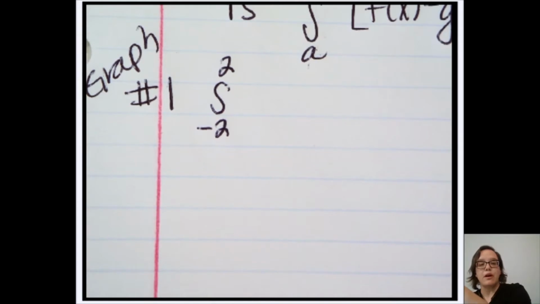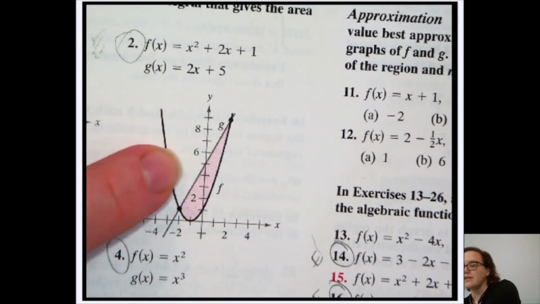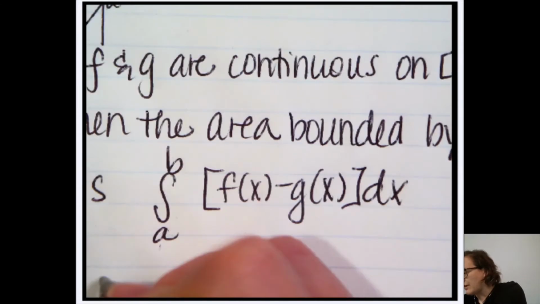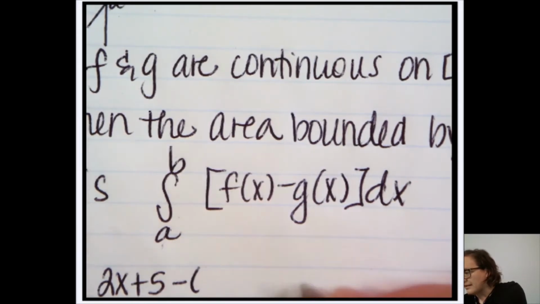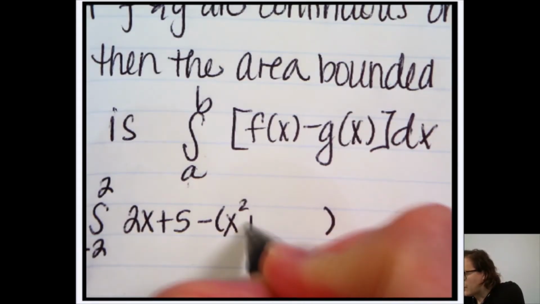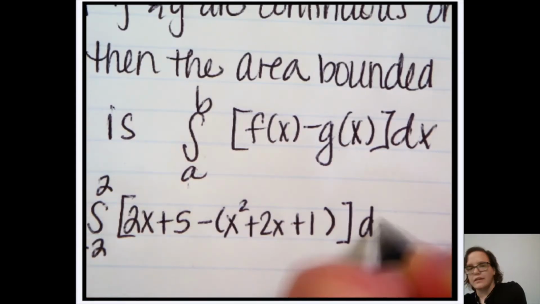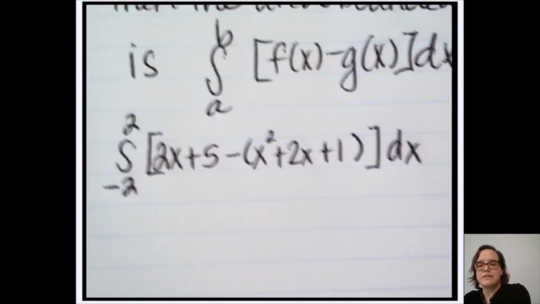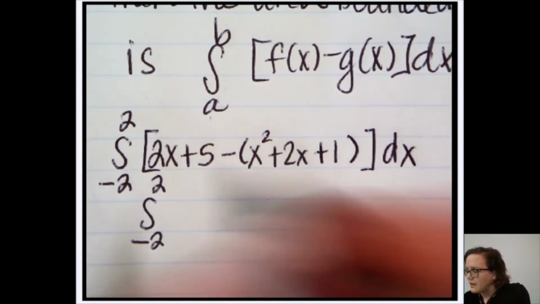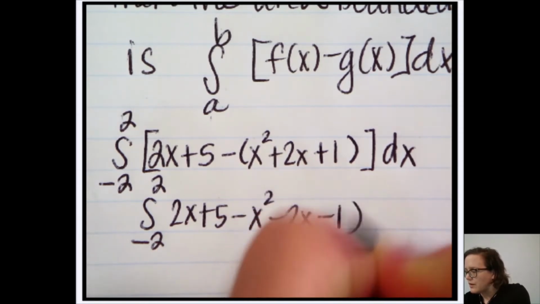Now, we want to do our top function minus our bottom function. So our top function here, the greater function, is the line, minus the bottom function. So we are going to have 2x plus 5 minus our lower function, and in this case, it was x squared plus 2x plus 1, and then dx. So now we just need to simplify that in a step or two. So we get 2x plus 5 minus x squared minus 2x minus 1.